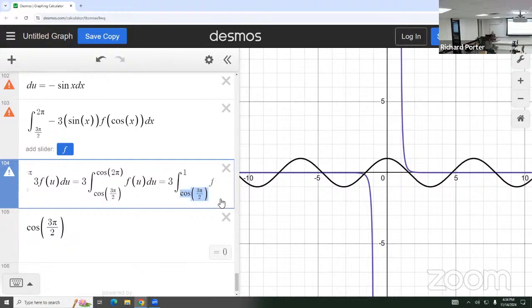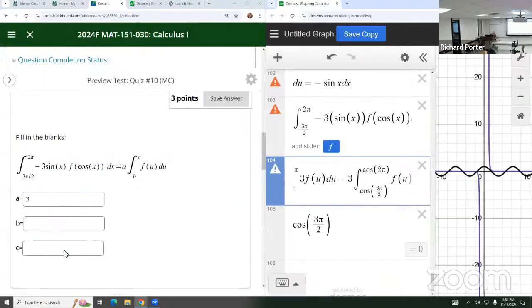Okay, so now can we go back to the problem and answer the questions? So A is 3, B is what? That's the number on the bottom. What is it? 0. And what's the number on the top? 1.